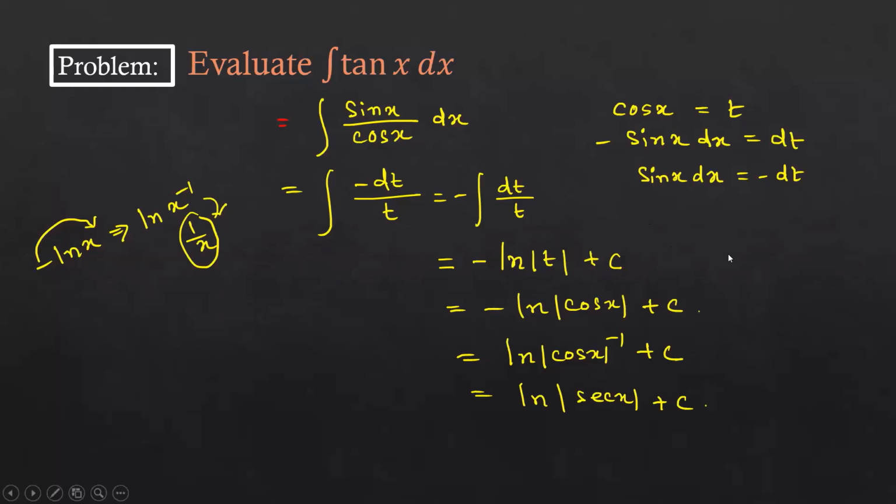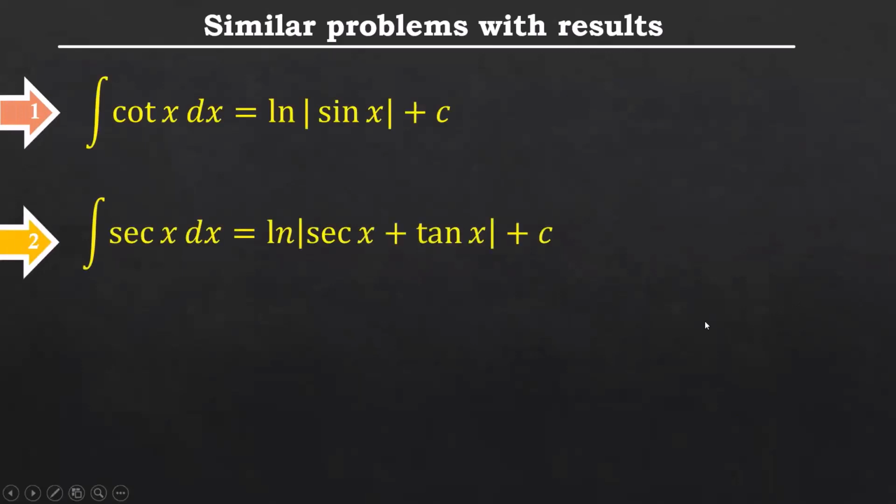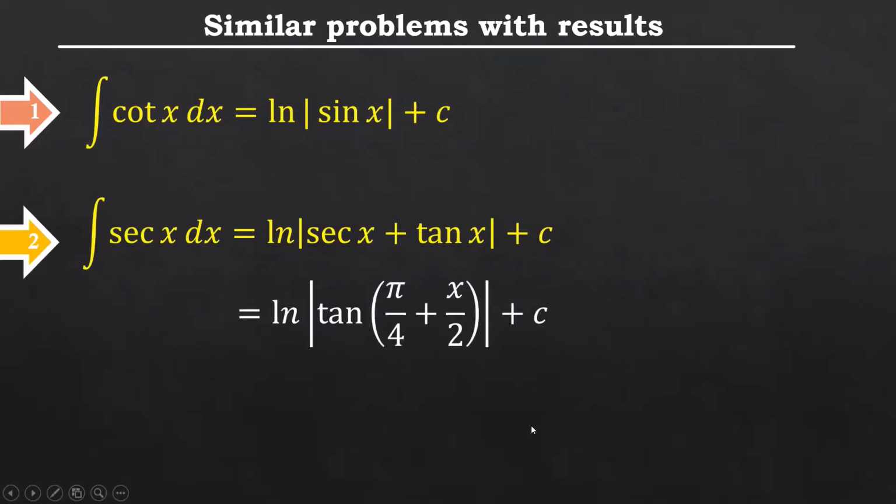There are some other formulas consisting of cot and cosec, and also for sec. First, this is for cot of x, and second, for the integral of sec x dx, which is ln of sec x plus tan x plus c. And there is another form of that function, which looks like ln of tan of pi by 4 plus x by 2.